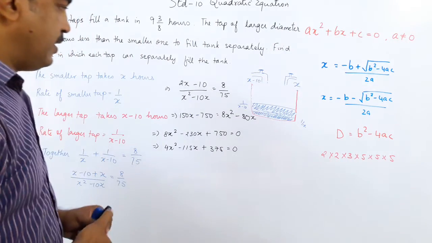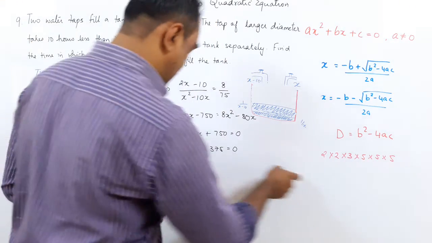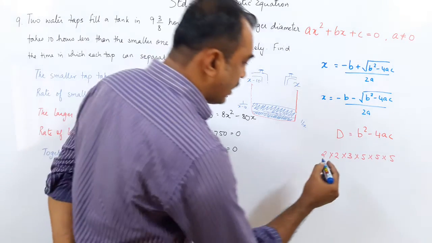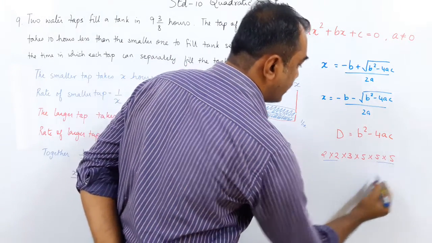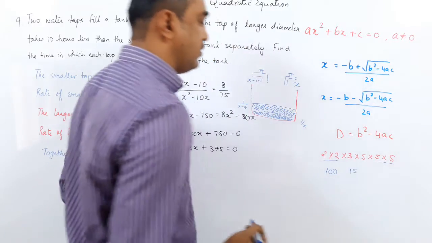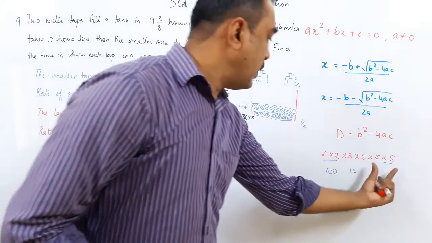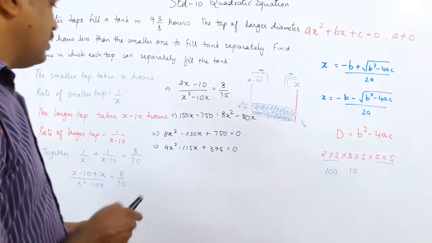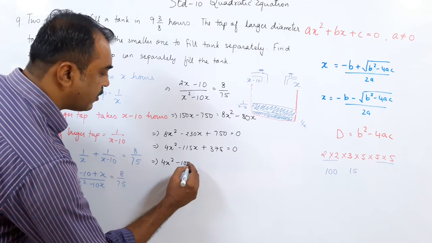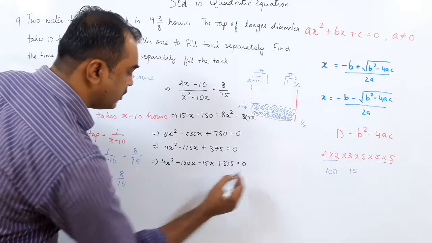What I have done here, A is 2 into 2 and C is 375. So I will multiply A by C. How will we split it up? Let us see. 375 into 4 gives us 1500. So 25 4s are 100, 3 5s are 15. So now I can split it up into 4x square minus 100x minus 15x plus 375 equal to 0.